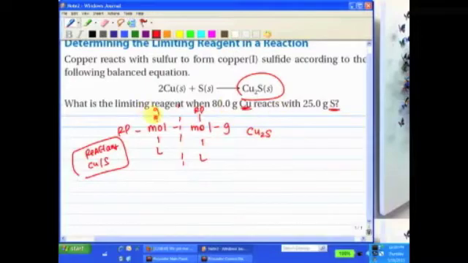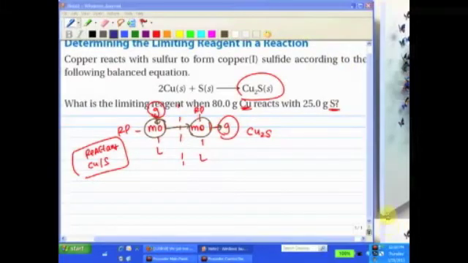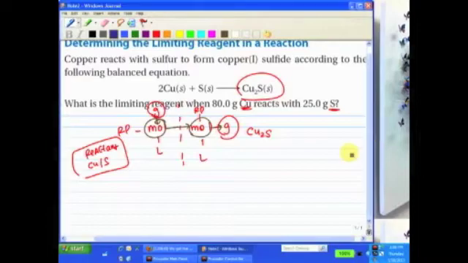For both of them, you're going to go from grams of the reactants. You want to make it into grams of copper(I) sulfide. So here's the map you have to take. You have to start from grams, make it into moles of your reactants, then make it into moles of your product, then make it into grams of your product. So let's first start with grams of copper. We're starting out with 80 grams.